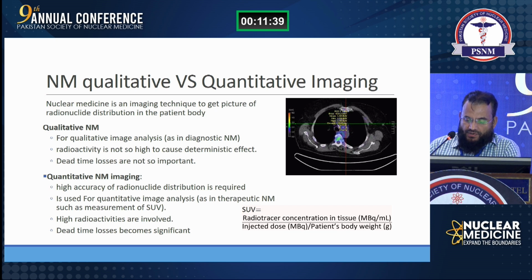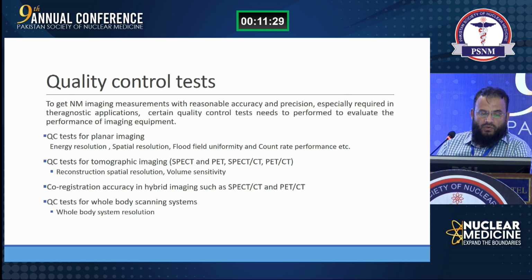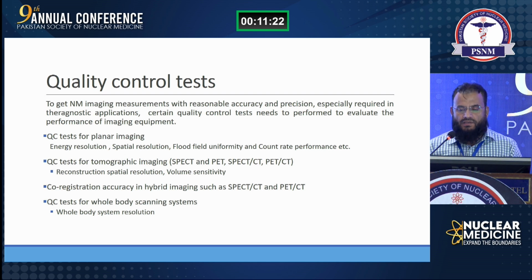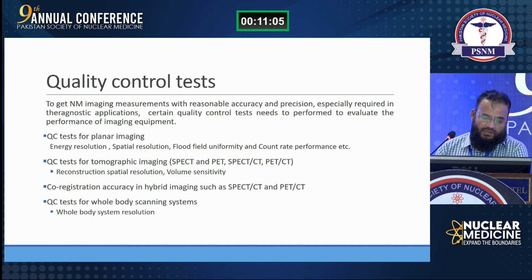SUV is the ratio of radiotracer concentration in tissue in megabecquerel per ml divided by the injected dose divided by patient weight in grams. Quality control tests are required to get the confidence to obtain nuclear medicine imaging measurements with reasonable accuracy and precision, especially required in theranostic applications. Certain quality control tests need to be performed to evaluate the performance of imaging equipment. QC tests may be divided into planar image, tomographic image, whole body, and image registration tests as well.